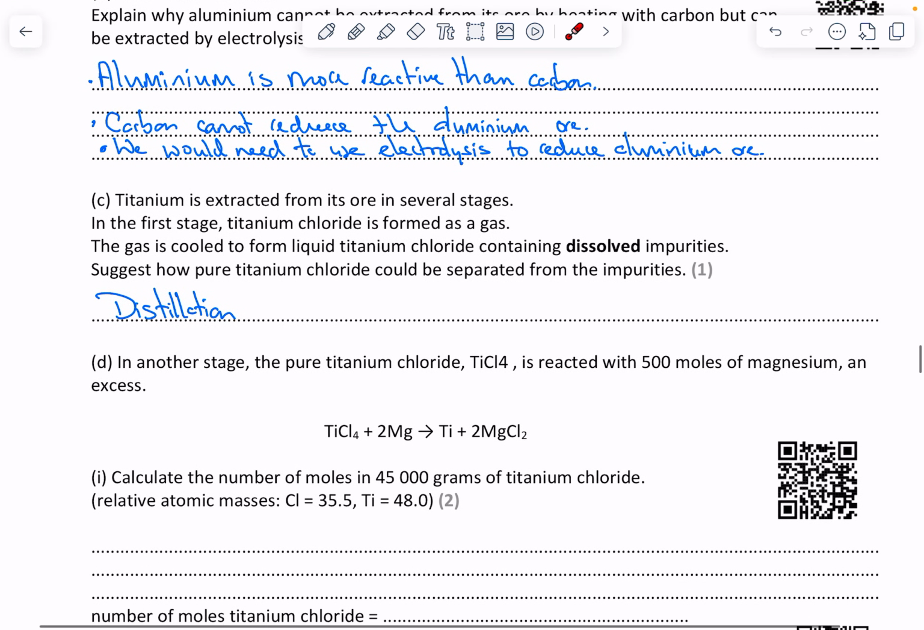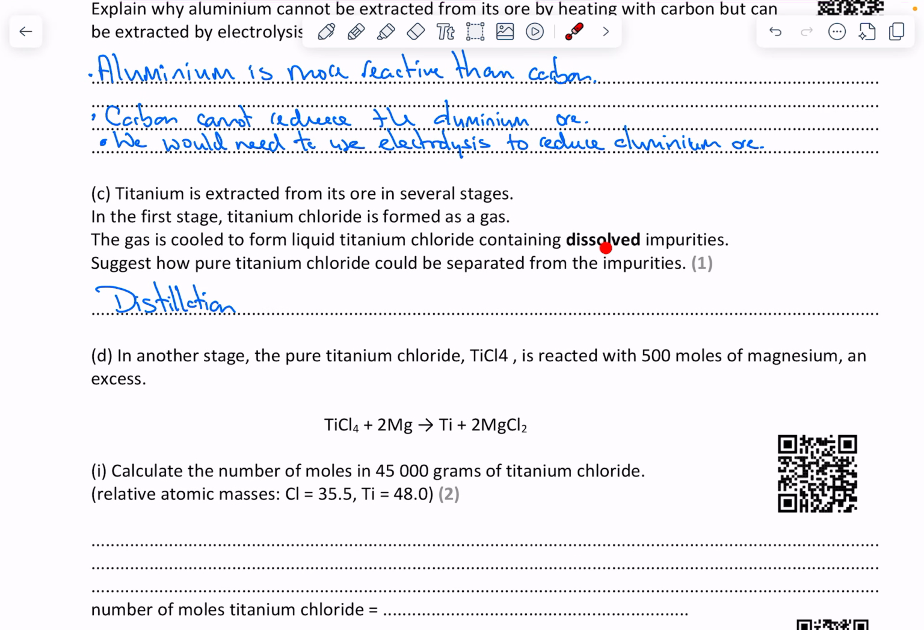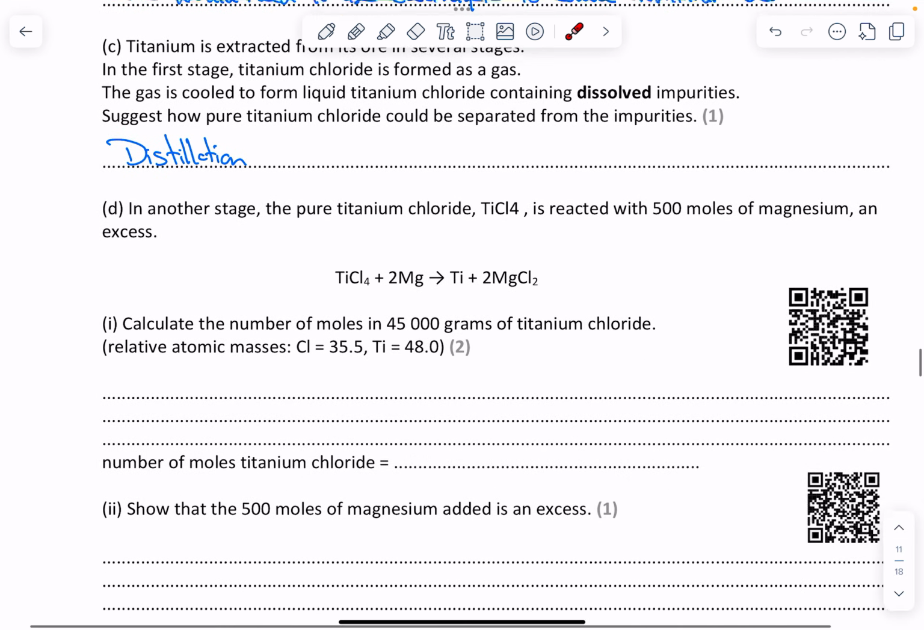So titanium can be separated from dissolved impurities. How do we do that? So to separate solids from mixtures, we're going to do distillation in order to do that.